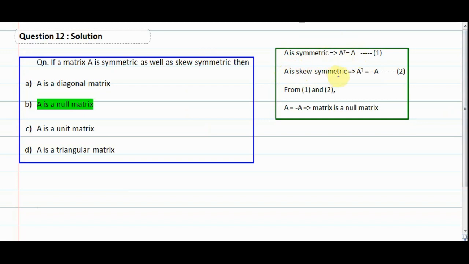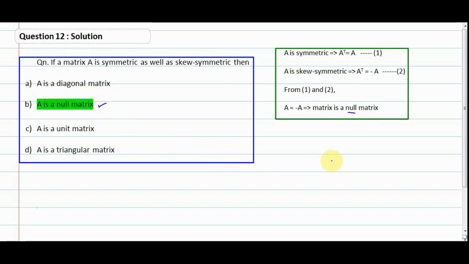So it means that A transpose will be equal to minus A. These two statements become true only in the case of a null matrix. If you equate the right hand sides of these two expressions, we get A equal to minus A. So this criteria is followed only by a null matrix. Therefore, the right option is option B, A is a null matrix.